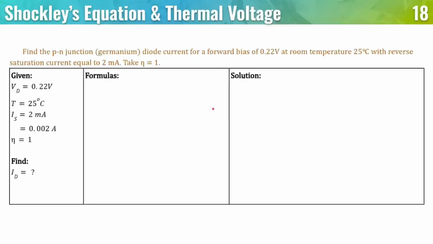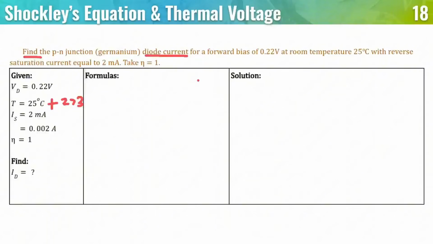So here are the givens. 0.22 is the voltage across the diode. 25 degrees Celsius is our temperature in Celsius, so we're going to add 273. Saturation current is 0.02 amps and the ideality factor is 1. We're tasked to find the diode current.